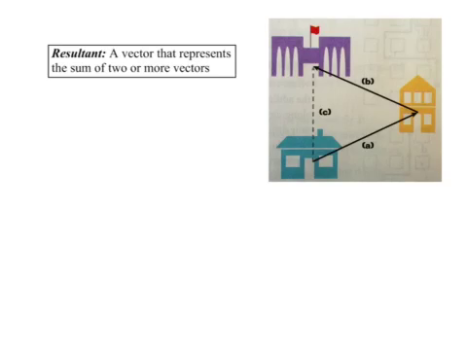So we can also talk about what's called a resultant vector. A resultant vector is a vector that represents the sum of two or more vectors. For example, say you're walking from home and you walk to school and then you walk to the library over here. Your displacement from home to your eventual location, the library, is your resultant vector.